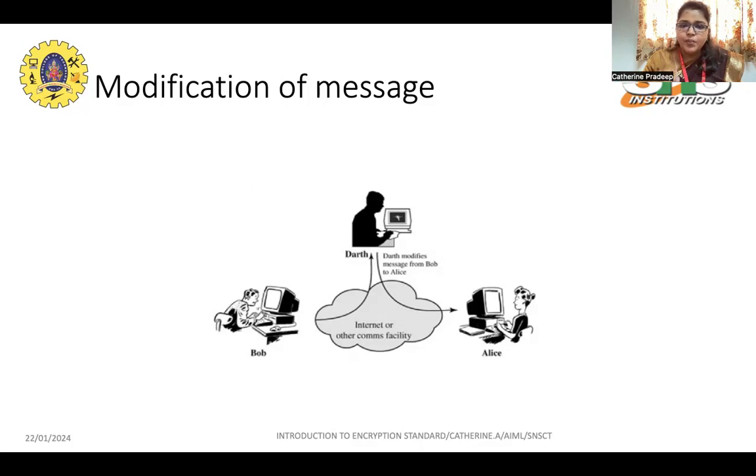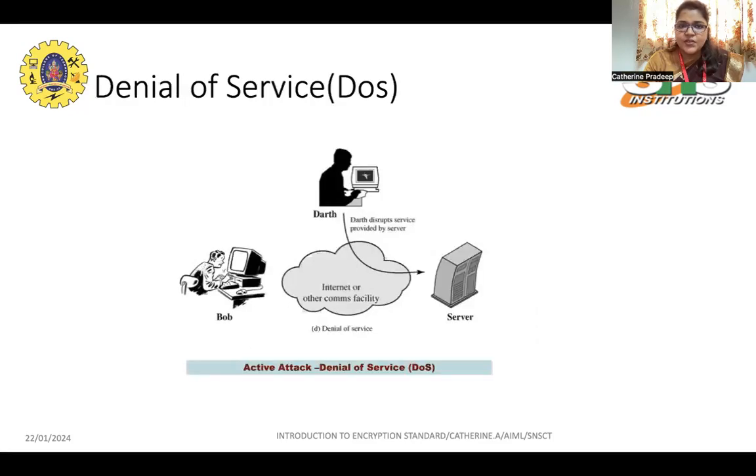For example, Bob is asking for some data from Alice's computer. Here Darth is adding some more information to that request. If Bob is asking only about the files of the organization for the year 2022, Darth is asking for 2021 and 2020 year data. So Alice would think only Bob has asked for this, and she might release those files to Darth. So this is called modification of message.